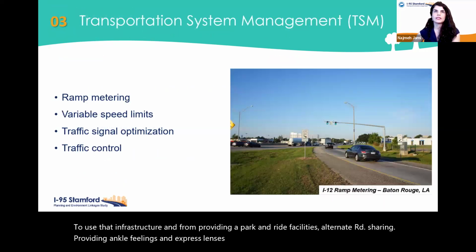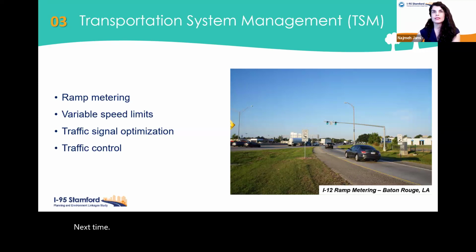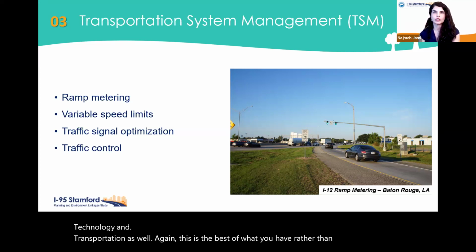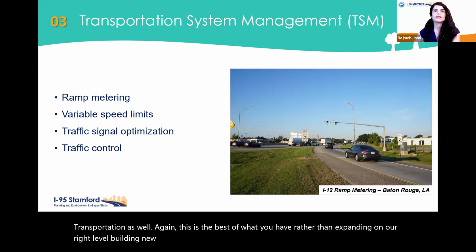Next category is transportation system management, or TSM. TSM represents strategies that are trying to use technology and data to optimize our transportation network and make the best of what we have, rather than expanding our roadway or building new infrastructure. One example of that is ramp metering, as you can see on this slide.